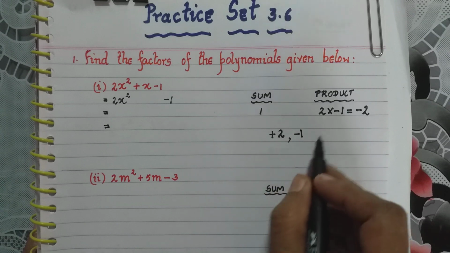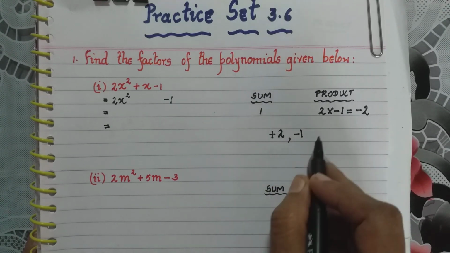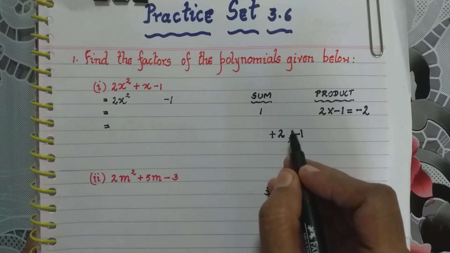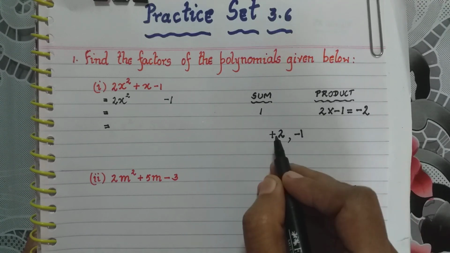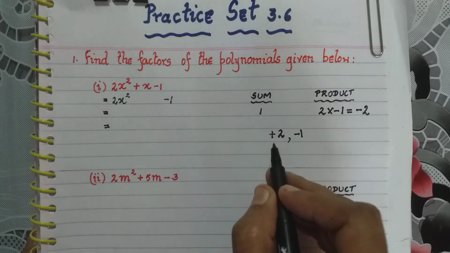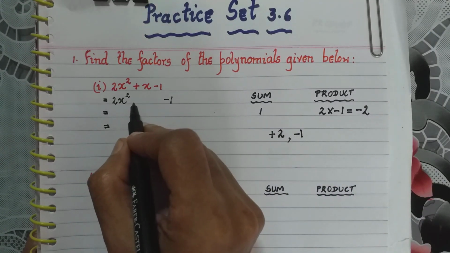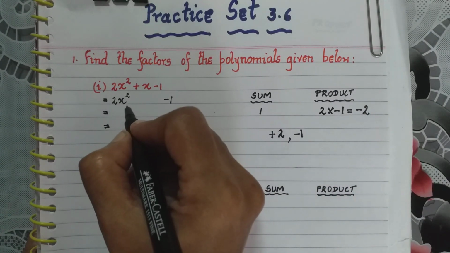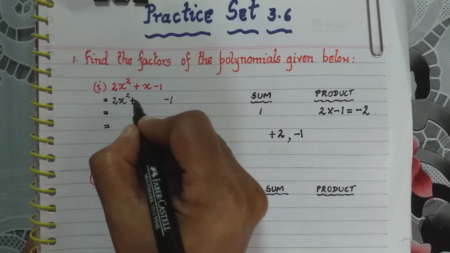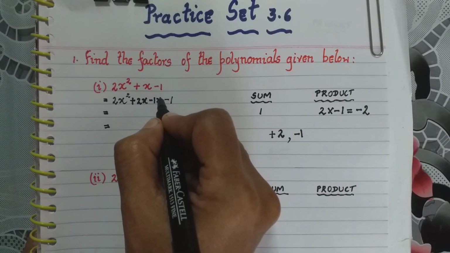So what do I do with this plus 2 and minus 1? I put this plus 2 and minus 1 with x. I join x to each of them and then I put it here. That is plus 2x minus 1x. That I will write here. So I write here plus 2x minus 1x.